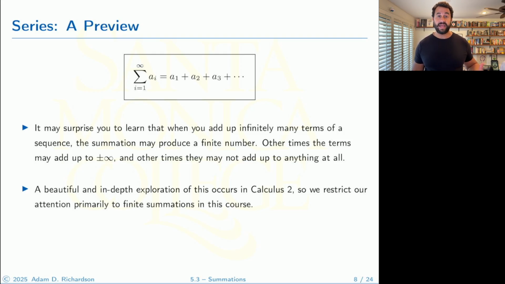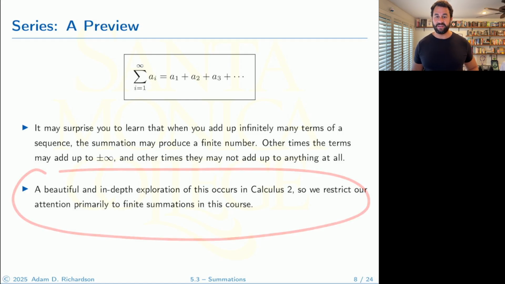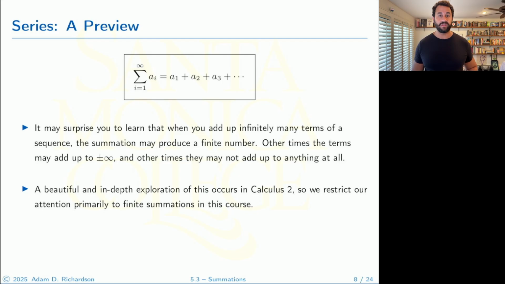Other times it may actually add up to nothing, meaning you keep adding up infinitely many terms, but the sum never settles anywhere. It doesn't settle on a number. It doesn't settle at positive infinity. It doesn't settle at negative infinity. It just never settles. So that is what you're going to study in great detail in Calculus 2. It's really, really beautiful. Series are just fundamental to mathematics and science. So I'm excited for when you all get to that particular section of Calculus 2. Maybe I'll see you there.